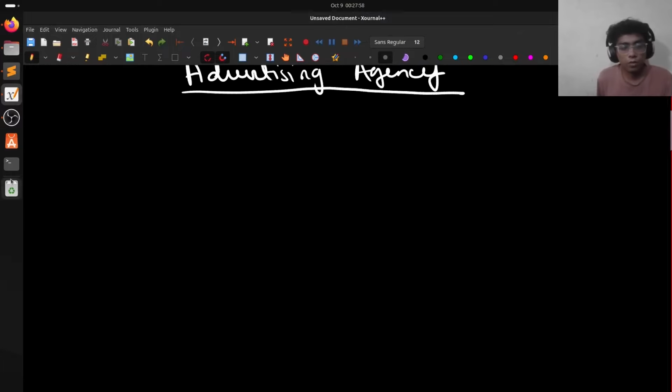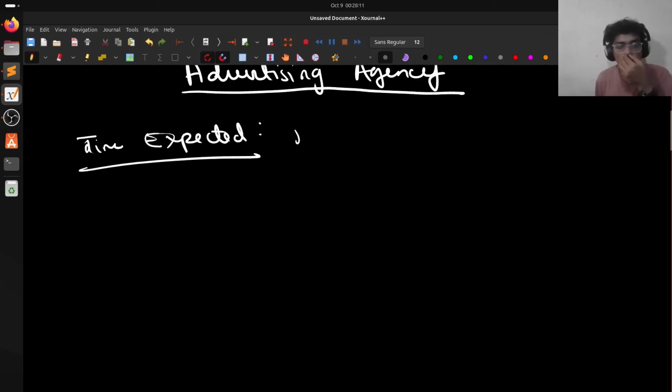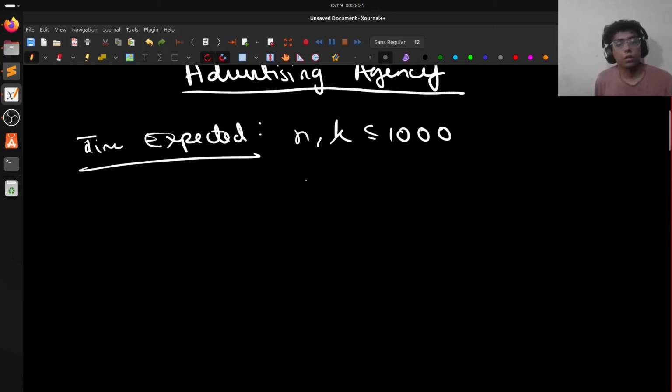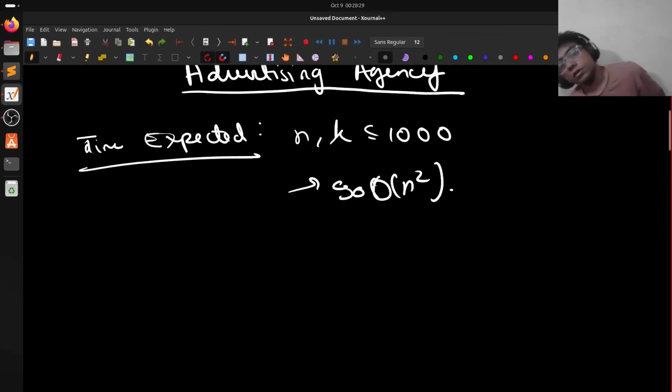So let's have a look at the problem. The time expected is obviously n squared, right? Since n and k are going up to 1000. Okay, so n squared.